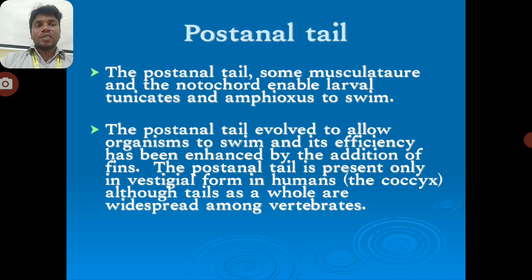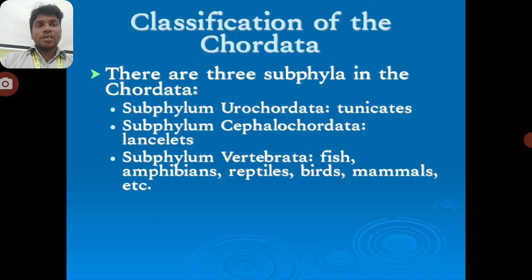The postanal tail, some musculature and the notochord are present in larval tunicates and amphioxus for swimming. The postanal tail evolved to allow the organism to swim. Its efficiency has been enhanced by the addition of fins. The postanal tail is present only in vestigial form in humans. Tails are widespread among vertebrates.